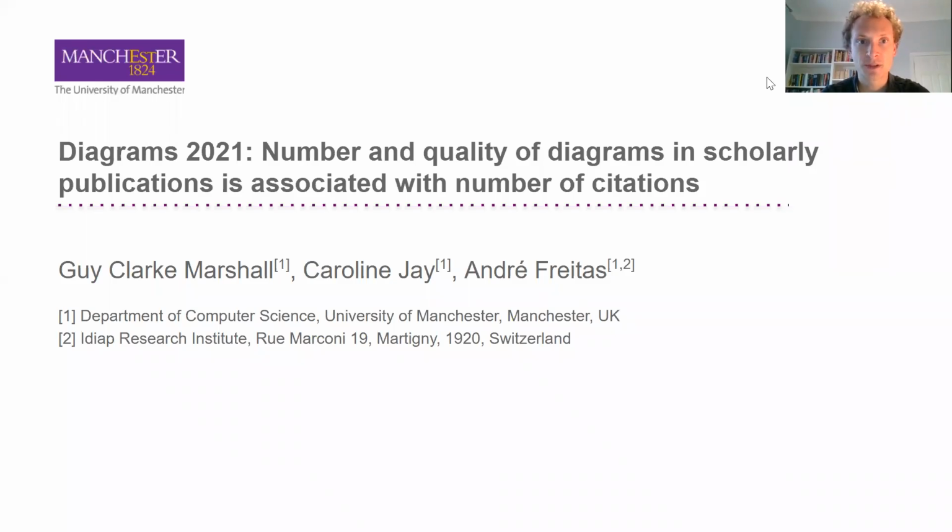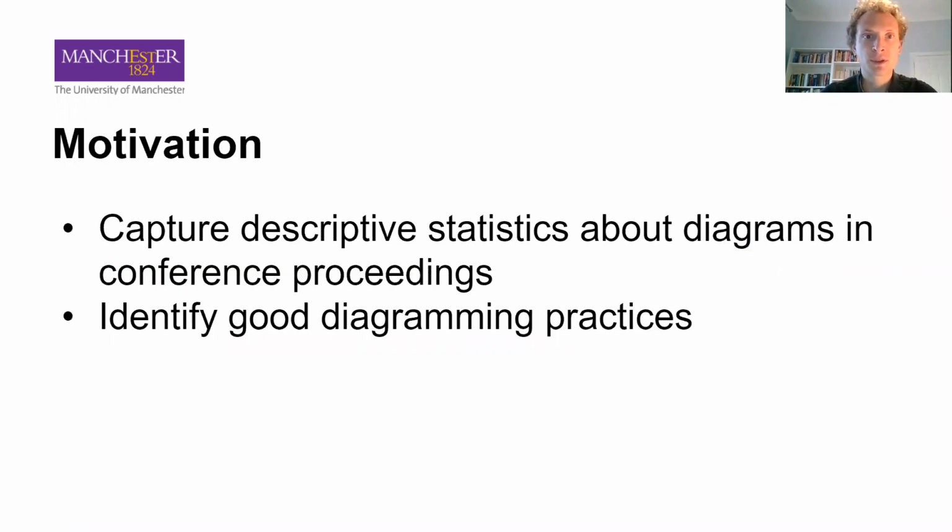This is a video presentation of a paper which was given at Diagrams 2021 about the number and quality of diagrams in scholarly publications being associated with number of citations. So what we're going to do is to sort of describe some of the motivation and then some of the approach and some of the results that we found in doing that.